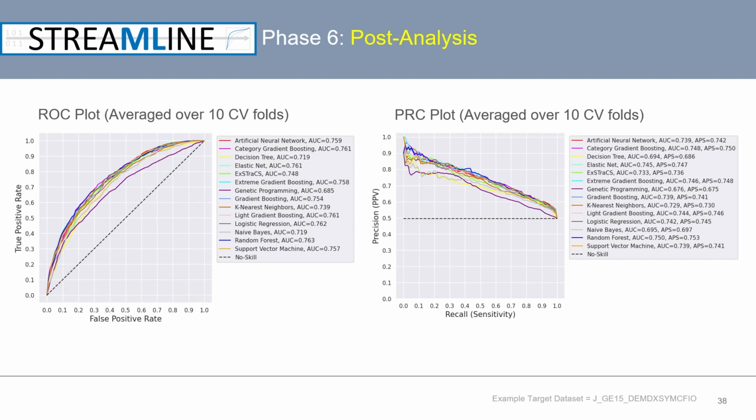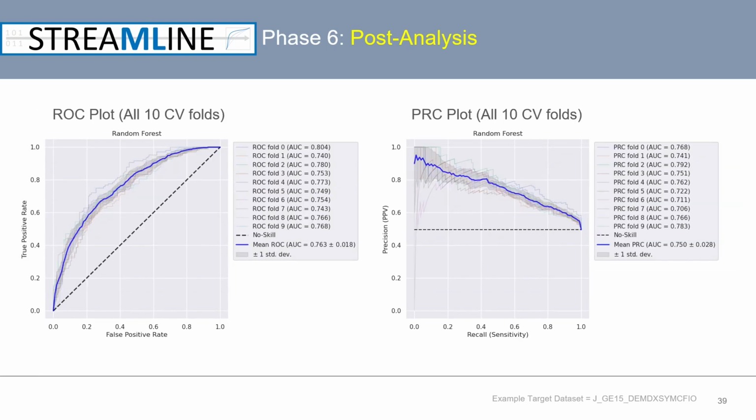Note that the position of the no-skill line in PRC plots can be different depending on the ratio of positive to negative class instances in the data. This example dataset happens to be largely balanced, putting the no-skill line close to 0.5. A PRC plot is more appropriate to focus on if there is more significant class imbalance in a dataset. Streamline also generates ROC and PRC plots for each individual algorithm, showing performance across all data partitions, as well as mean performance as given comparing algorithm performance in the previous slide.